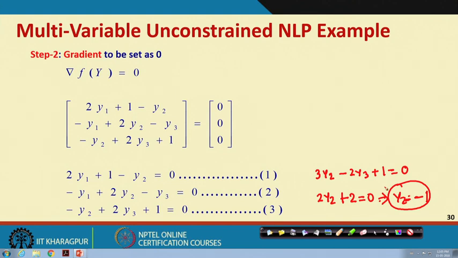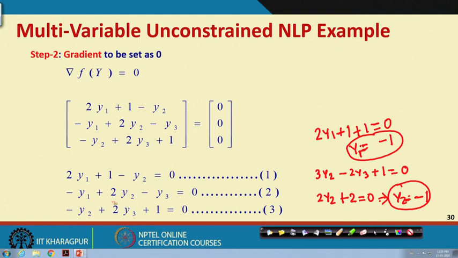Using this, minus of minus 1 is again plus 1. So, from the first equation we get 2 y1 + 1 + 1 equal to 0. So, y1 is also -1. So, we get y1 is -1, y2 also -1.